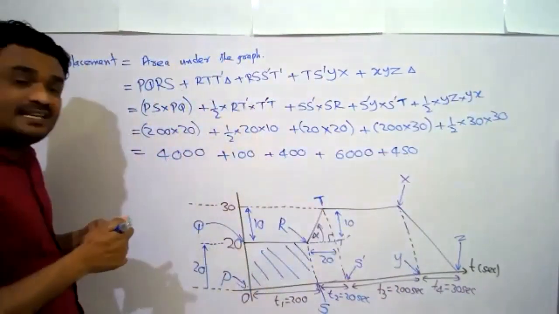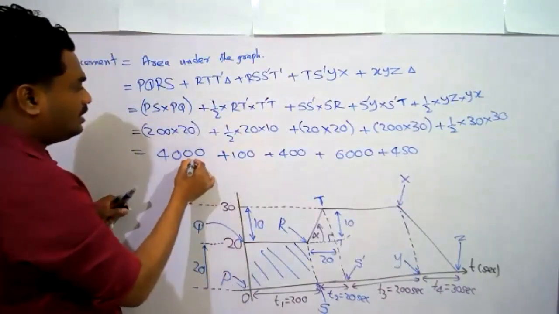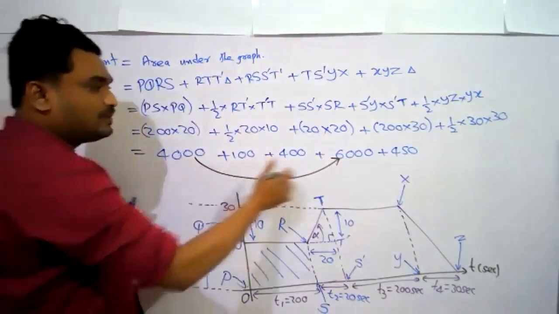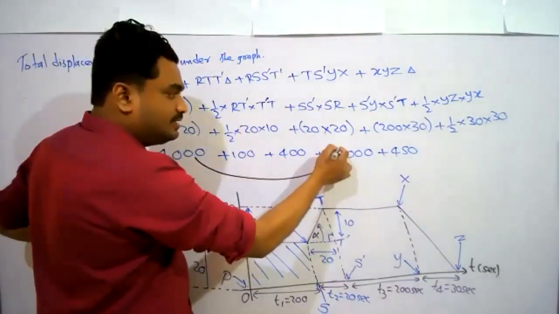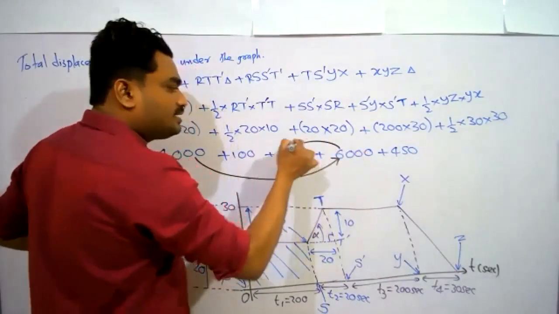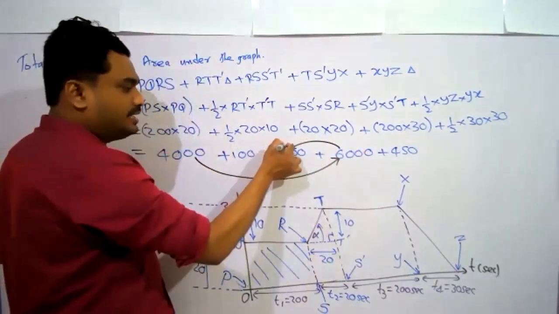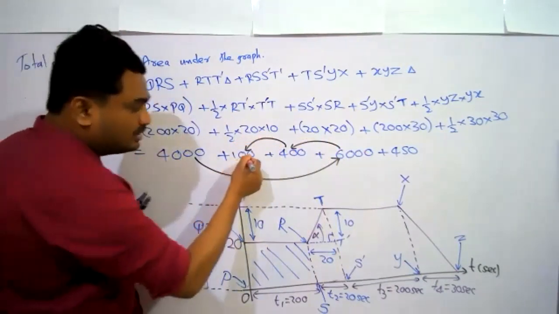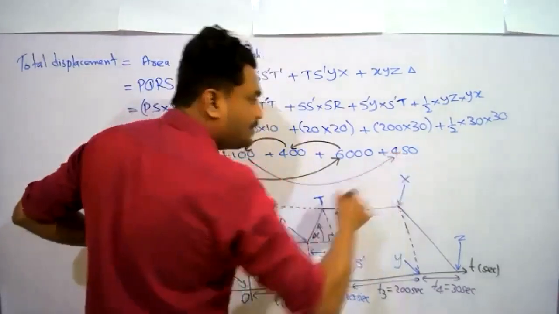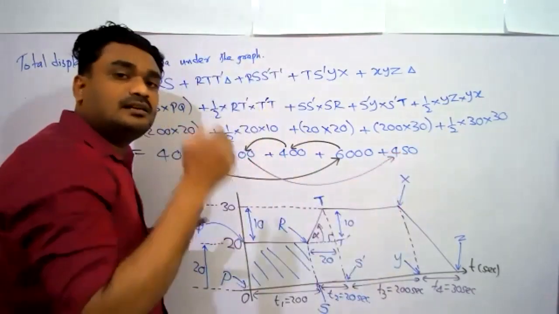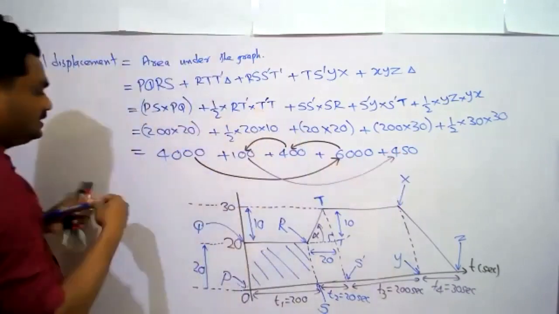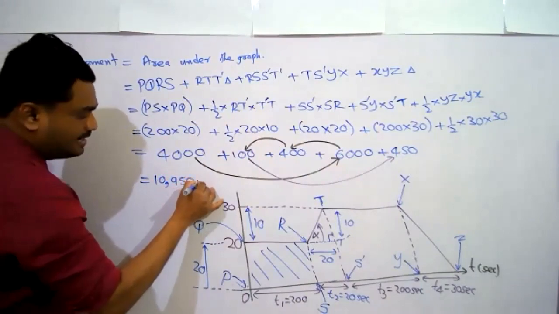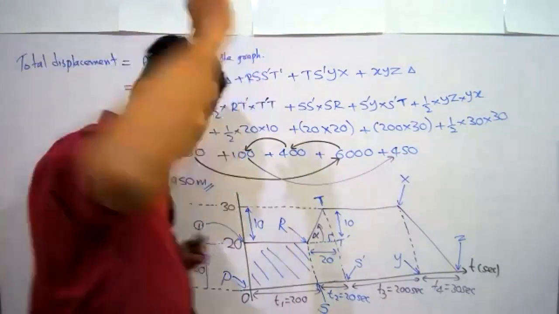Now you see, we can easily add. 4,000 plus 6,000, 10,000. 10,000 plus 400, 10,400. 10,400 plus 100, 10,500. 10,500 plus 450 means 10,950. So total displacement is 10,950 meters. Who got this answer?